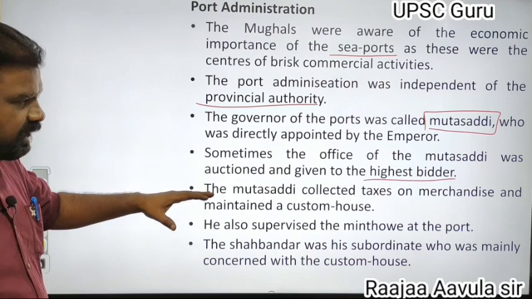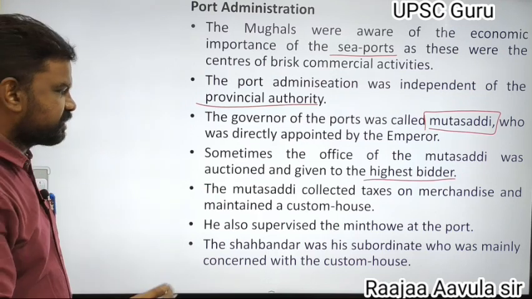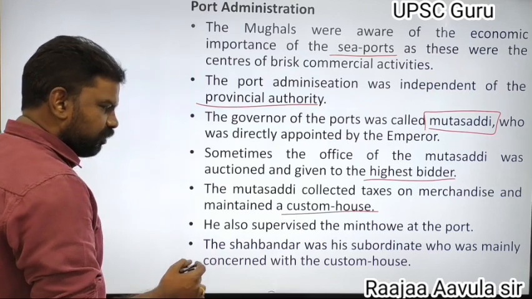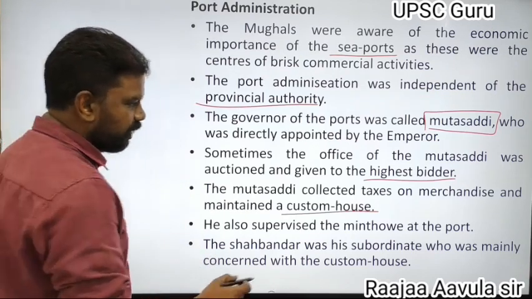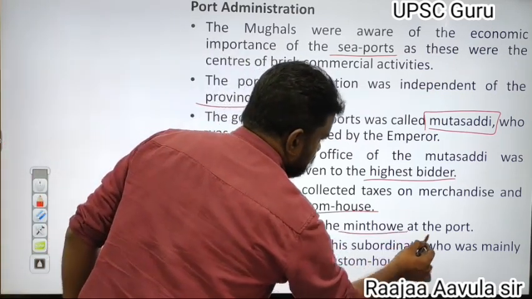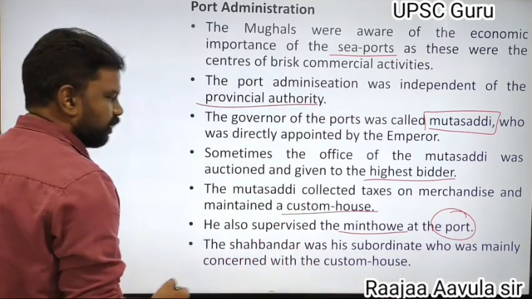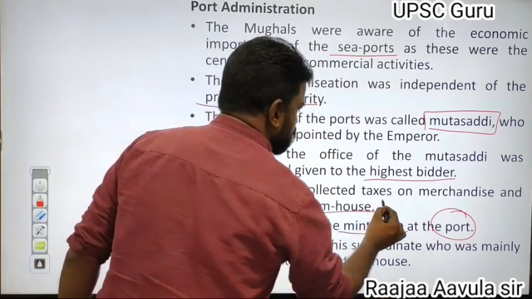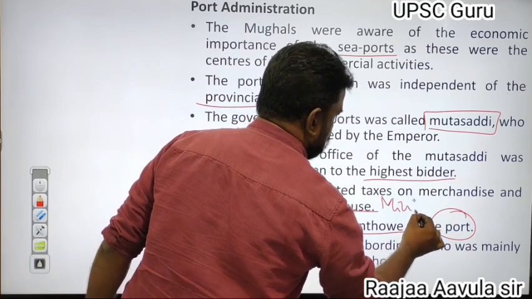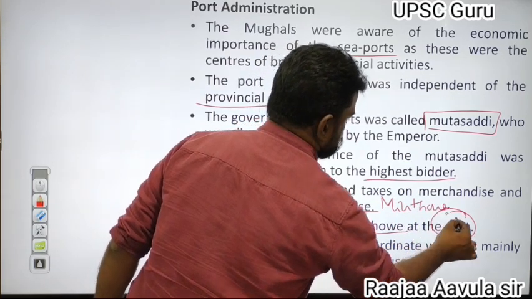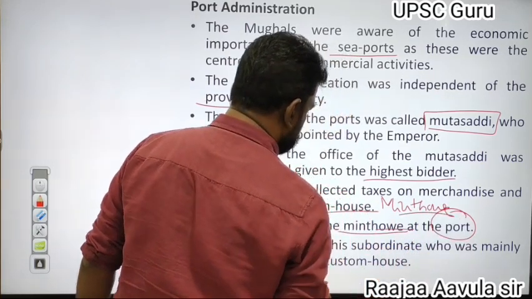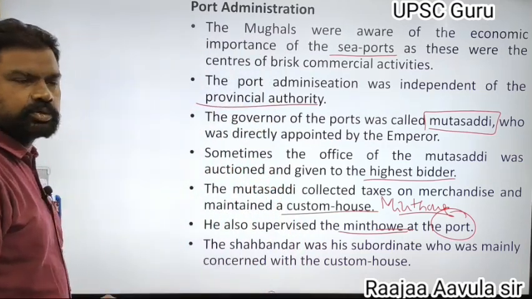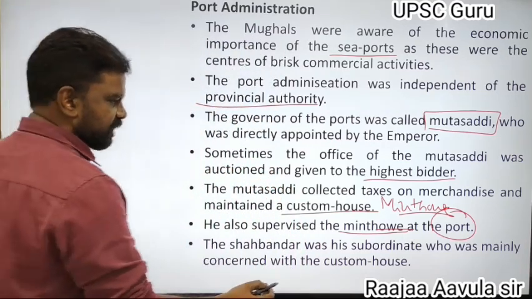The Mutasaddi collected taxes on merchandise and maintained the custom house. He was also the supervisor of the mint house at the port. This is what is called the mint house. The Subedar was his subordinate, mainly concerned with the customs office.